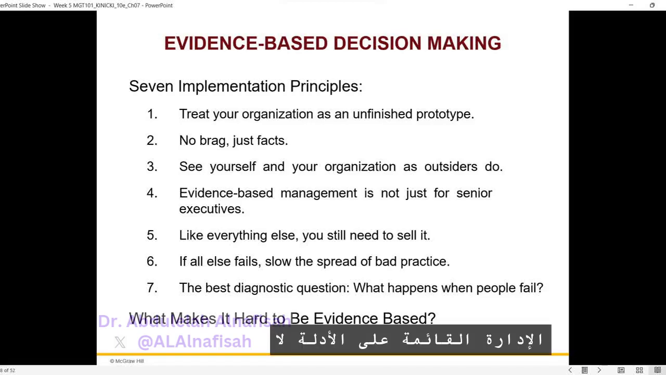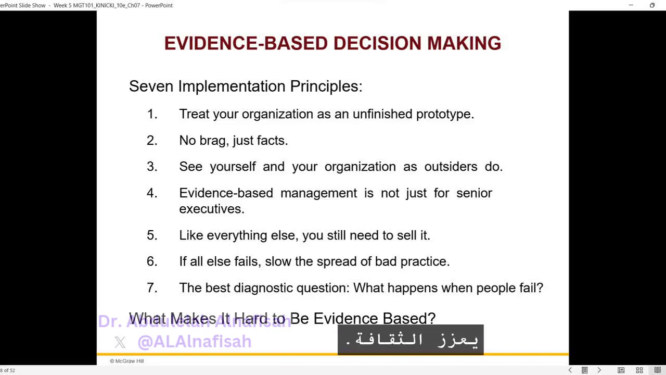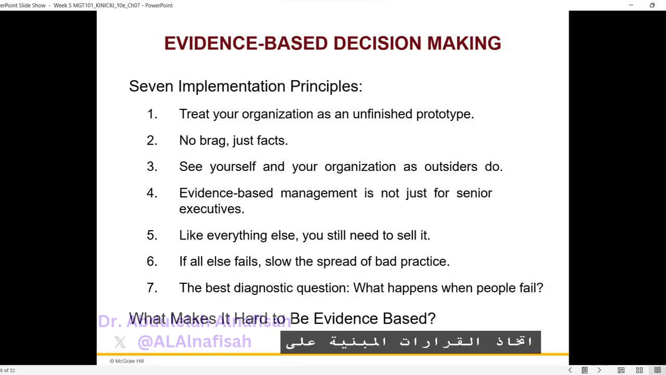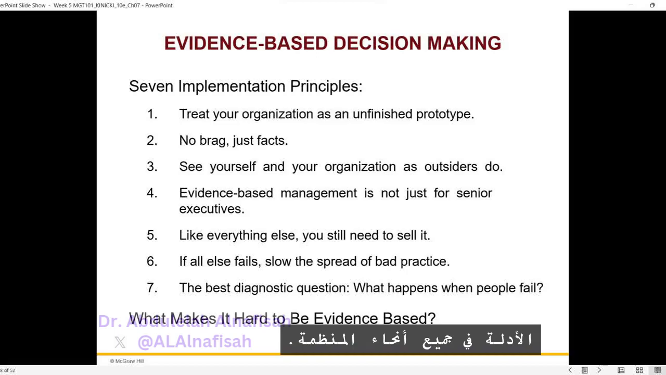Evidence-based management is not just for senior executives. Successful organizations are those where everyone, not just top managers, takes responsibility for gathering and acting on quantitative and qualitative data. Sharing results with others promotes a culture of evidence-based decision-making throughout the organization.